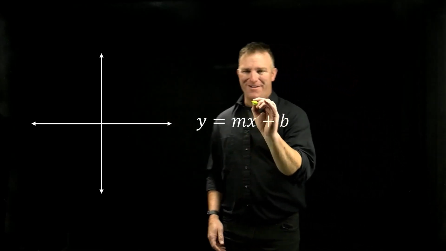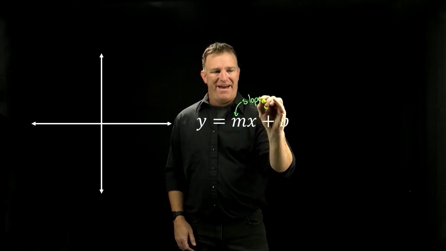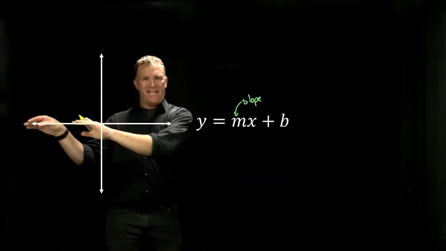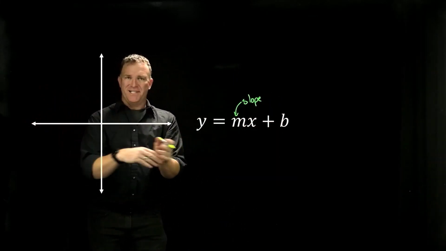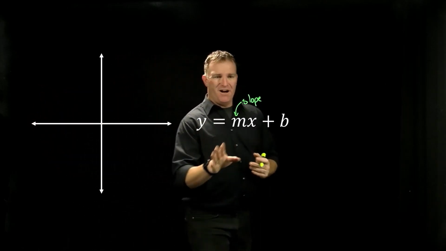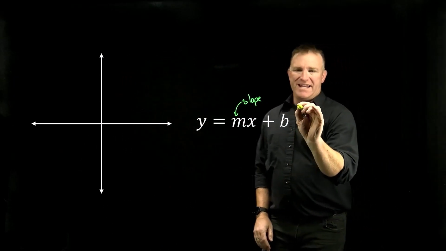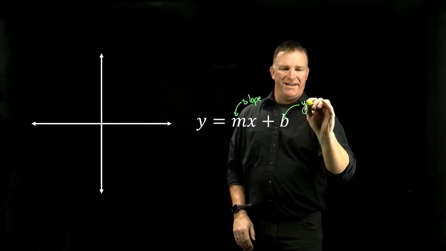All right, recall that the slope of the line is given by that value of m. Does the line increase? Does it decrease as we move left to right? How much does it increase? How steep is it? All of that is determined by the value of our slope. Okay? Now, the b then represents our y-intercept.